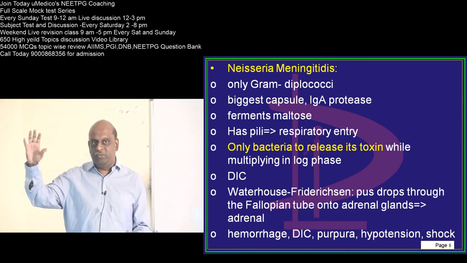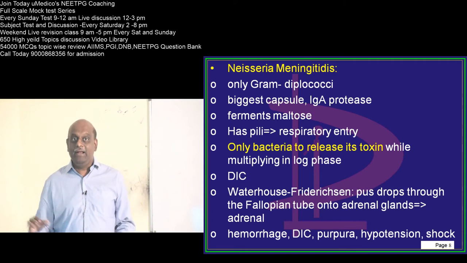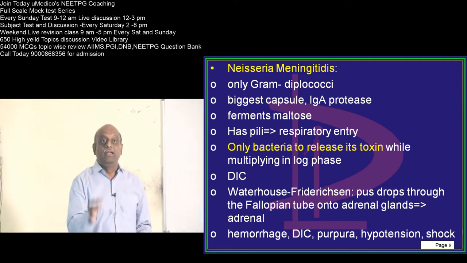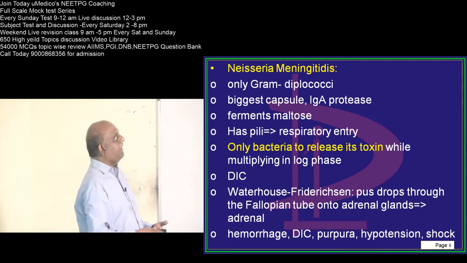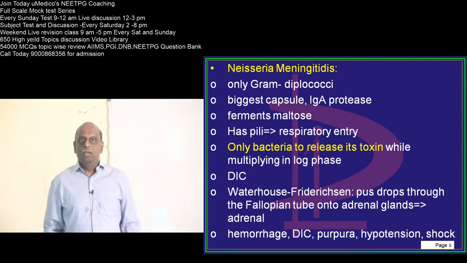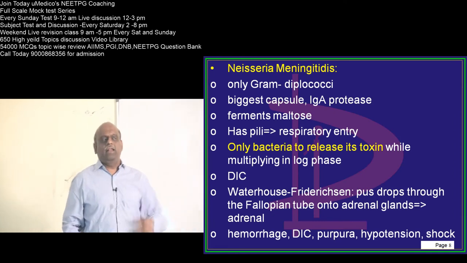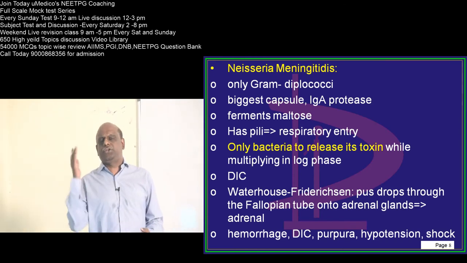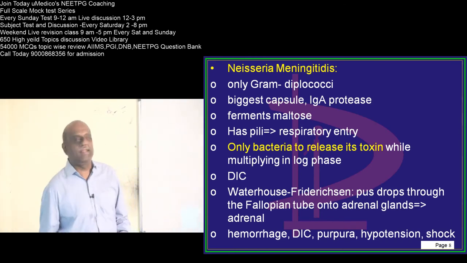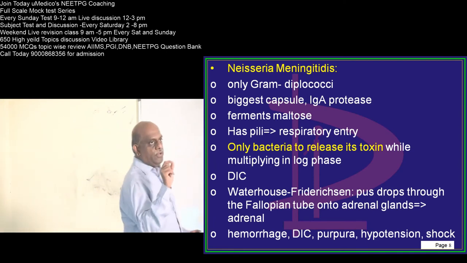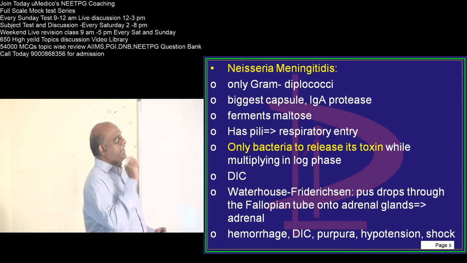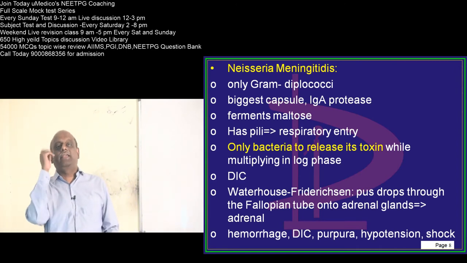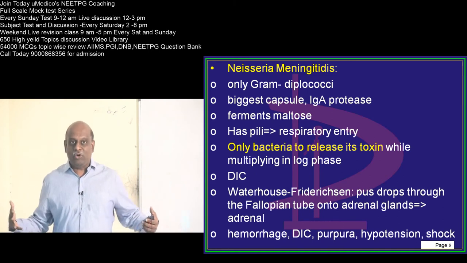You know, bacterial growth is divided into lag phase, log phase and all that, right? Only this bacteria, even in the log phase, can release the toxin. That is the speciality about Neisseria meningitidis. Waterhouse-Friderichsen syndrome, where the adrenal gets involved, disseminated intravascular coagulation, hypertension, shock, and so on. All these things are easy to remember. The only buzzword you need to remember about Neisseria meningitidis is that it ferments maltose. That is the keyword you should be waiting for in the exam hall.